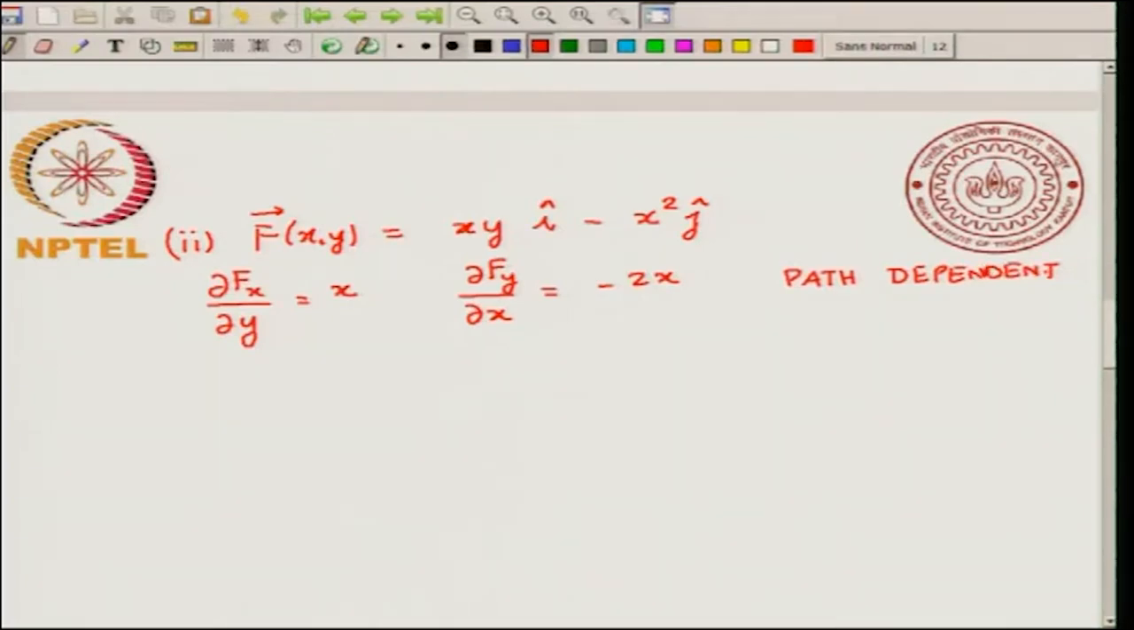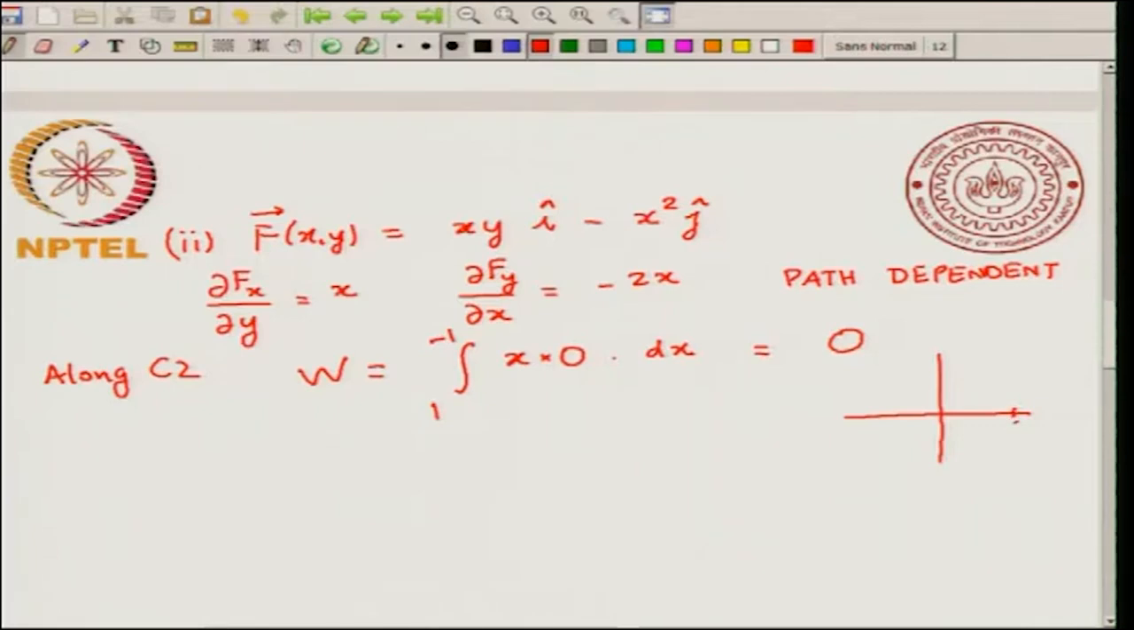Now let's use the path C2. The work done is equal to the integral, again from 1 to minus 1, and you just have the x component times dx. If you look at the x component, you have x into y, and y is 0 as we saw in the earlier part of the problem, and you have dx. So the work done is 0. So along this path C2, you don't do any work. And just to remind, C2 is the path going from 1, 0 to minus 1, 0 along the axis. C1 is the path going along the circle. So the work done along path C2 is equal to 0.